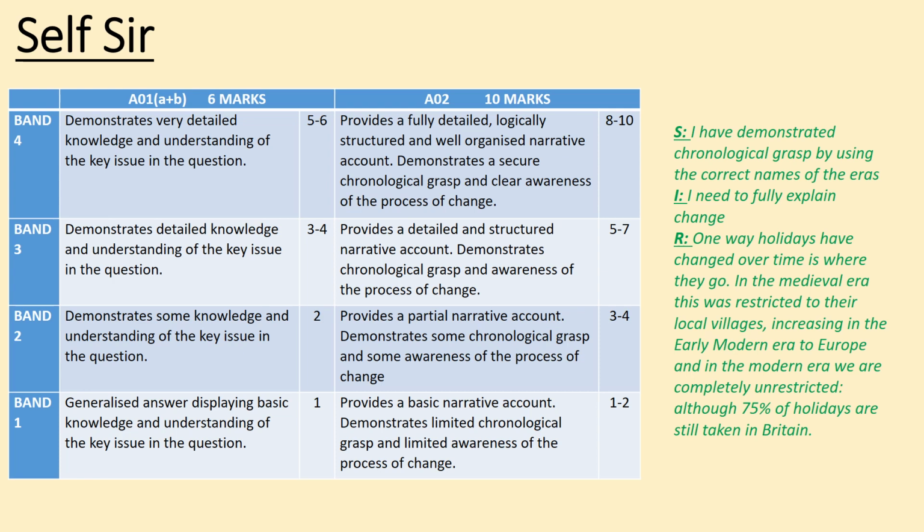So your AO1, or the column on the left, is all about knowledge. And your AO2, or the column on the right, is your ability to understand chronology, so the correct time order, but also explain change and what causes the change, how it affects holidays, things like that. So I've given you an example of the S, I and the R that you would need to write down. Obviously, this is a formally assessed piece of work, so it does need to be a fair bit of writing. On the next slide as well will be a model answer to help you with that. So go ahead, pause the video, give yourself an S, an I and an R.